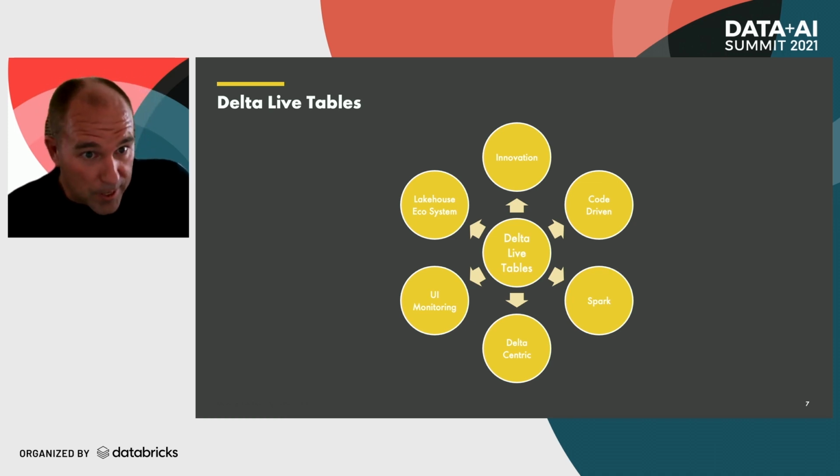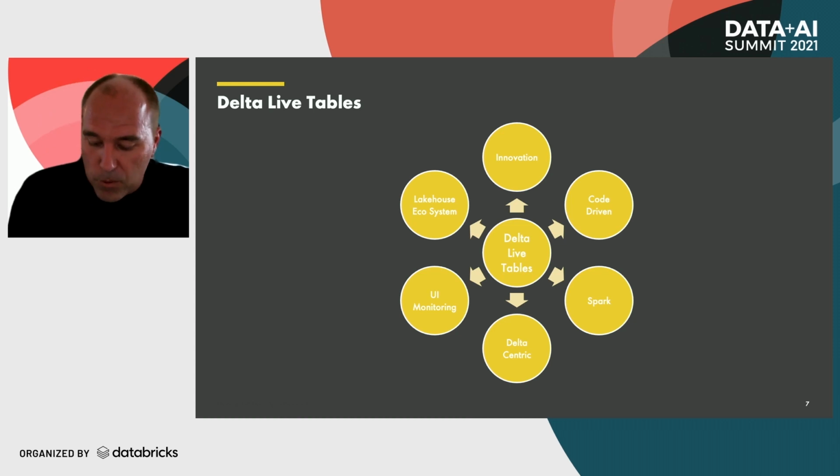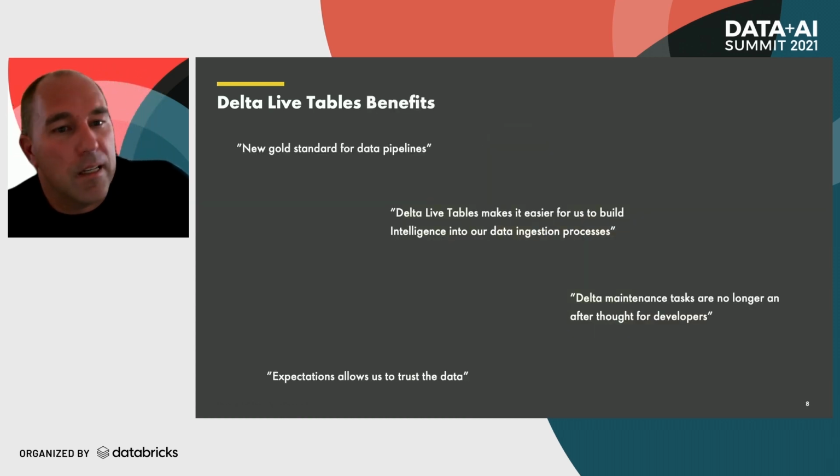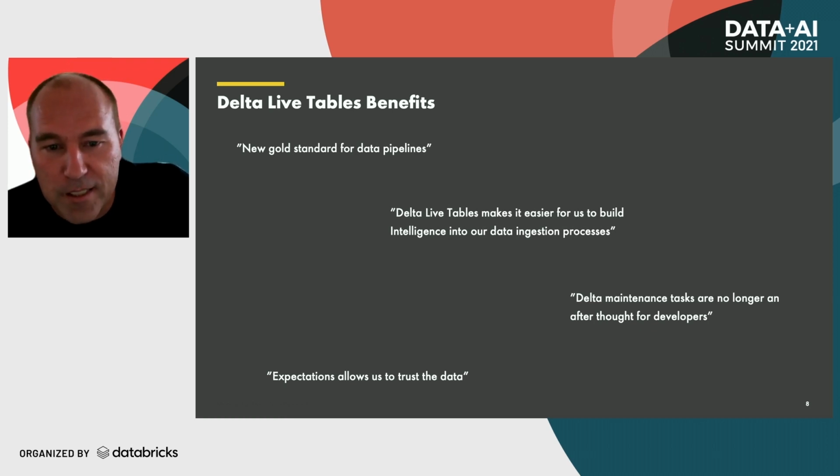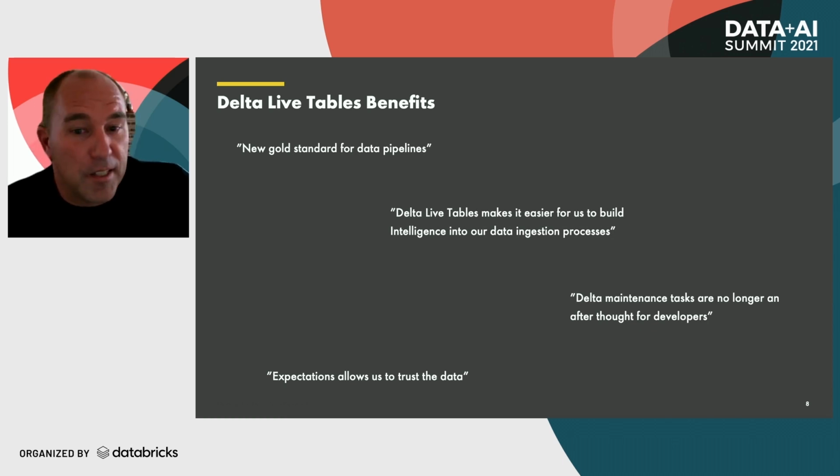So we've been having a great experience with Delta Live Tables, and I wanted to also just give some highlights as to some of the benefits that Shell is seeing in terms of using Delta Live Tables. Some of our developers are calling it the new gold standard for data pipelines. Delta Live Tables makes it easier for us to build intelligence into our data ingestion processes. Having PySpark as part of your Delta Live Table opens up all the opportunity around the ML libraries that you have in PySpark, so that you can actually start thinking about intelligence as part of your ingestion process.